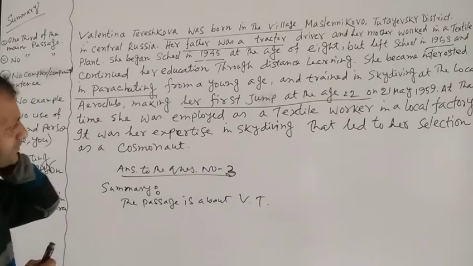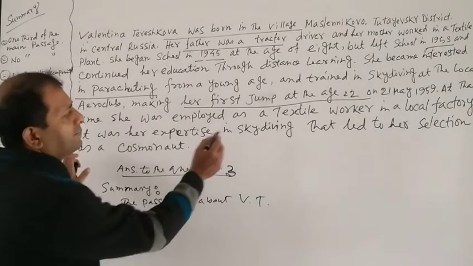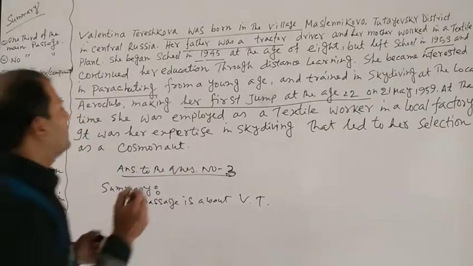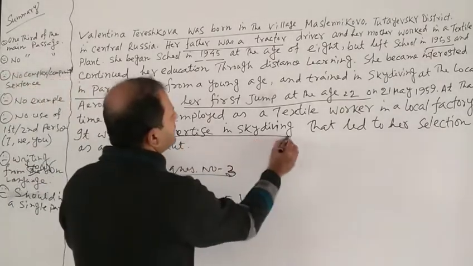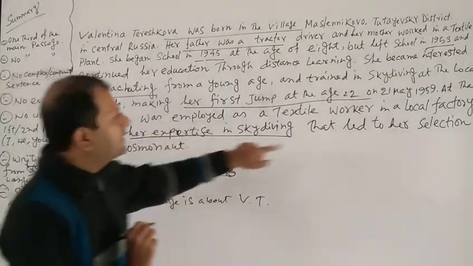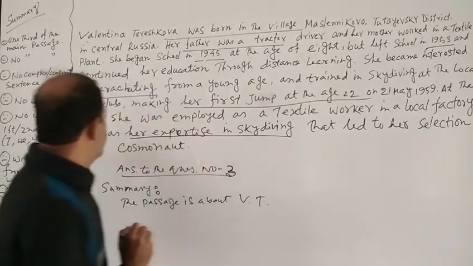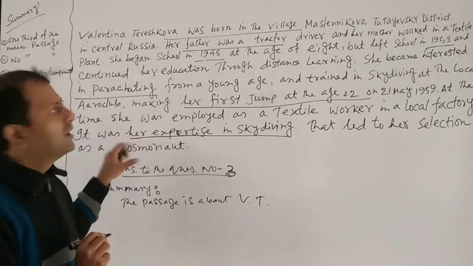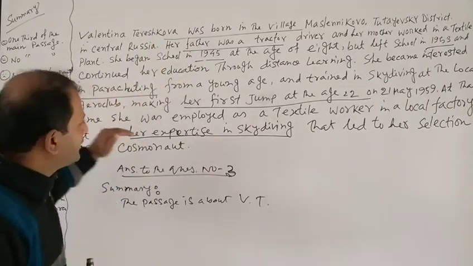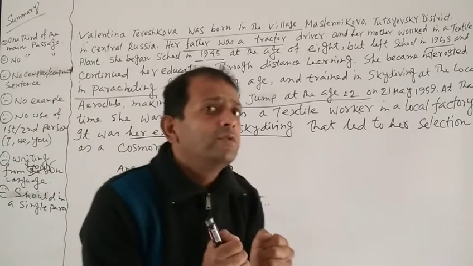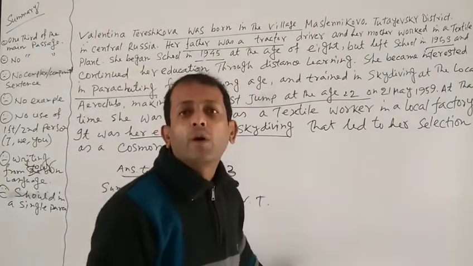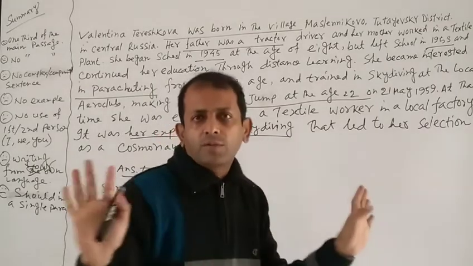And what is more, it was her expertise in skydiving. So you will write down that her expertise in skydiving had led her to get selected as a cosmonaut. Okay, in this way you will select the first 1, 2, 3, 4, 5 sentences, and you will cut the sentences to size. Then you will write the sentences in summary form, in a single para. Have you got my point clear?